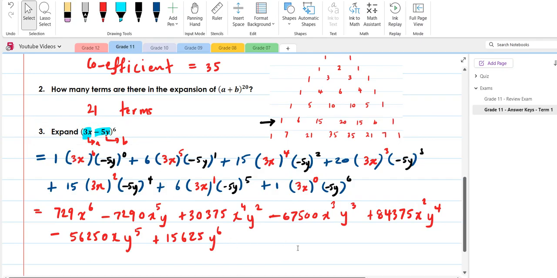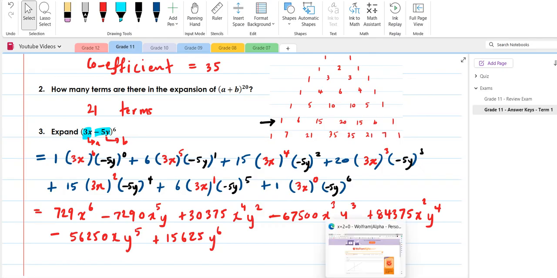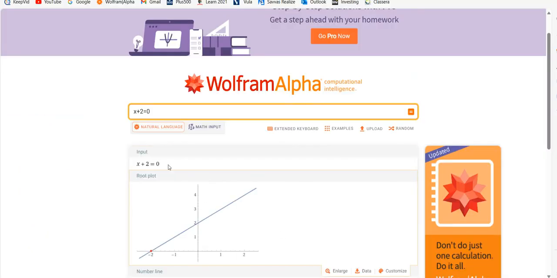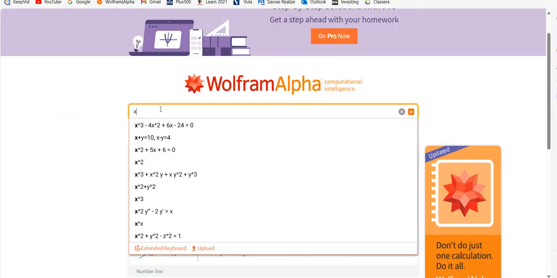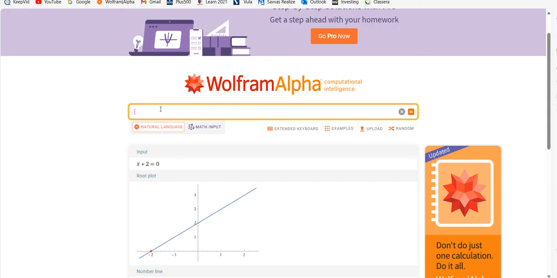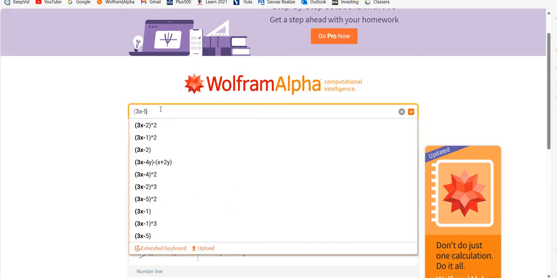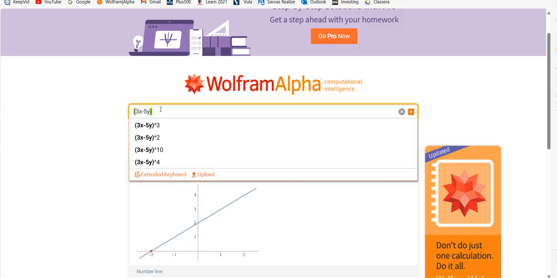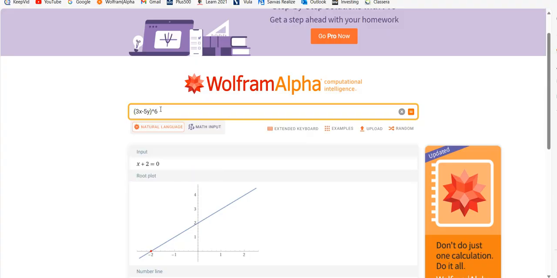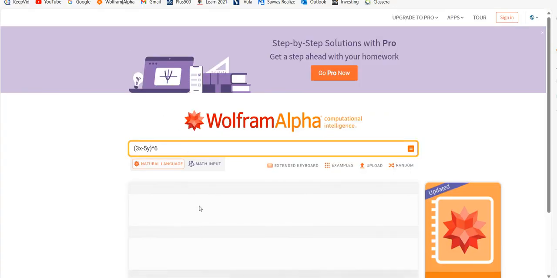How do you check this answer? You can use online mathematical software, which is Wolfram Alpha. So 3x minus 5y to the power 6. We just want to expand that, 3x minus 5y to the power 6. Just want to check my answer.